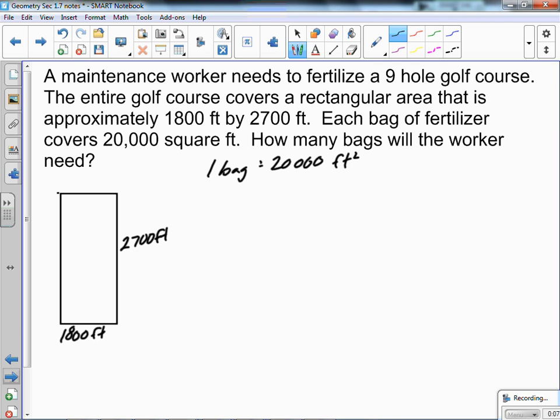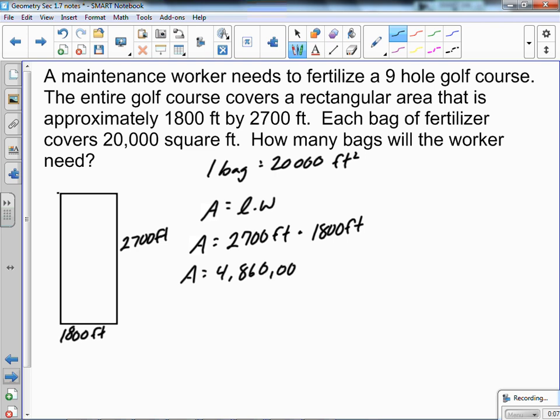So it's a rectangle. So using area equals length times width, we're going to get an area of 2,700 feet times 1,800 feet. Multiply those out. 4,860,000 feet squared.